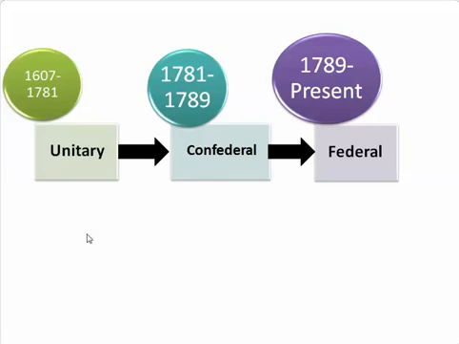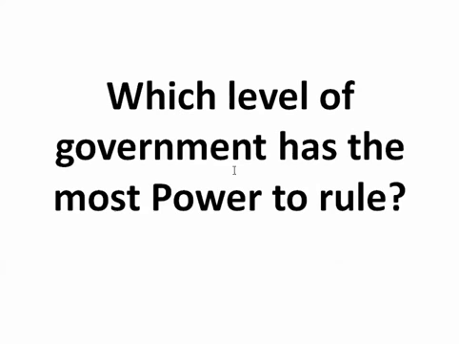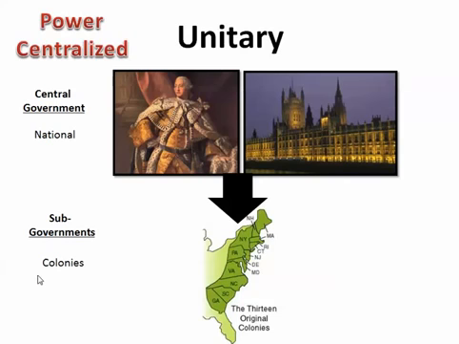So to differentiate between these three governments, we need to ask a question. The question in each one of these is, where is the locus of sovereignty, or location of the power to rule? Which government has the most power to rule? Which level of government has the most power to rule? In other words, which one can create and which one can destroy? Which level? So let's look at unitary first.